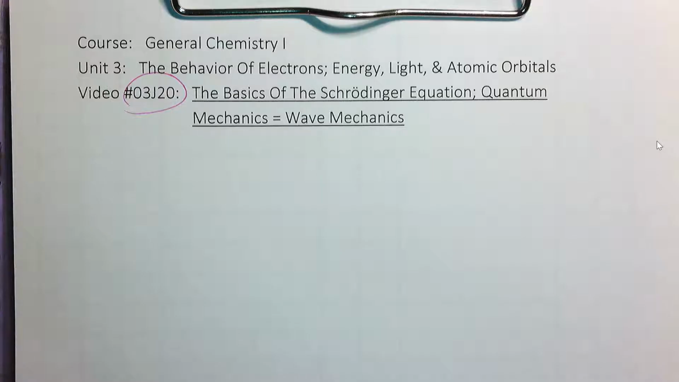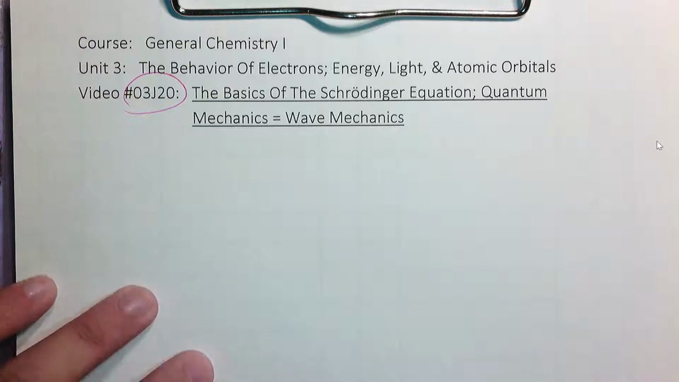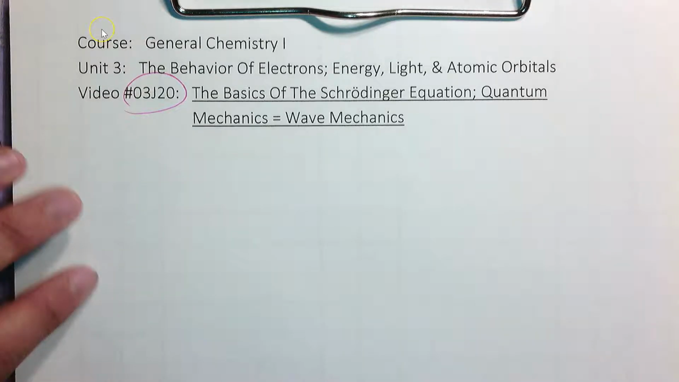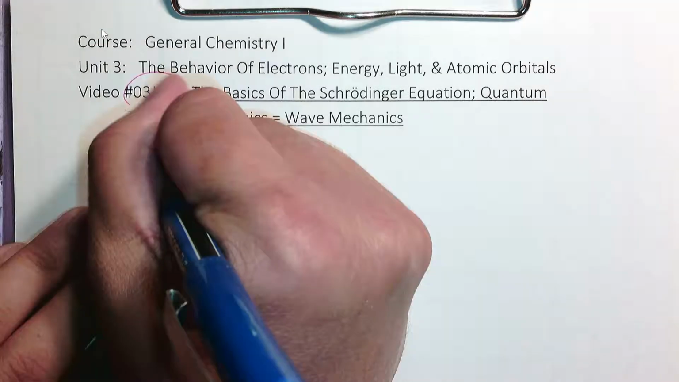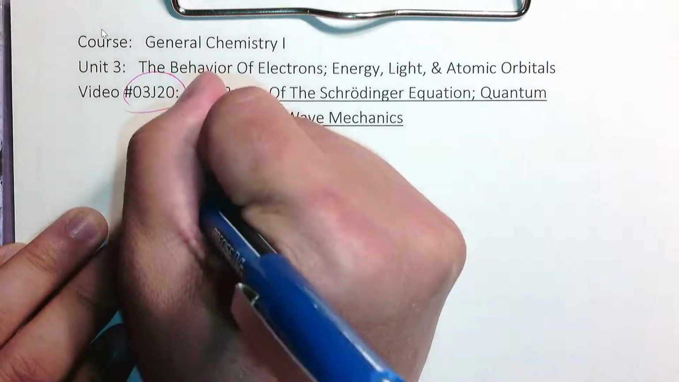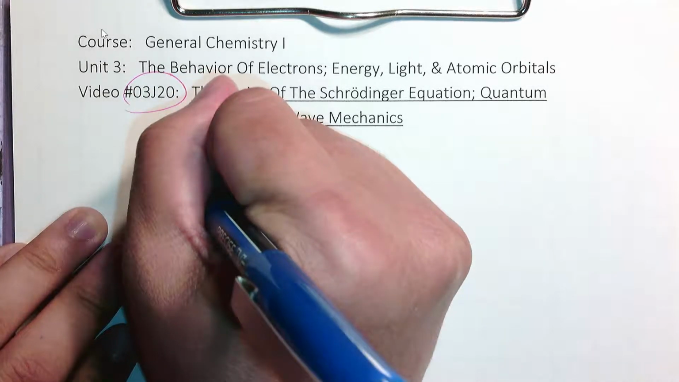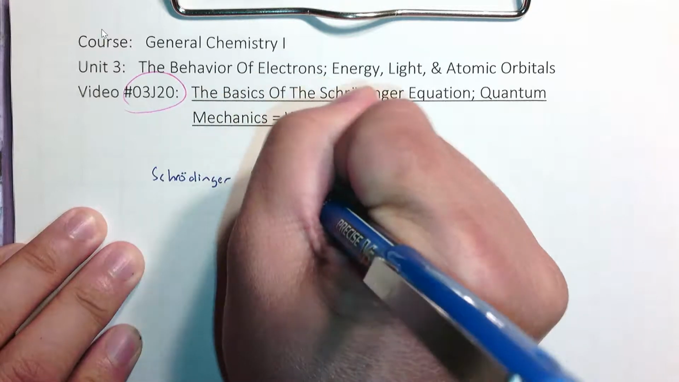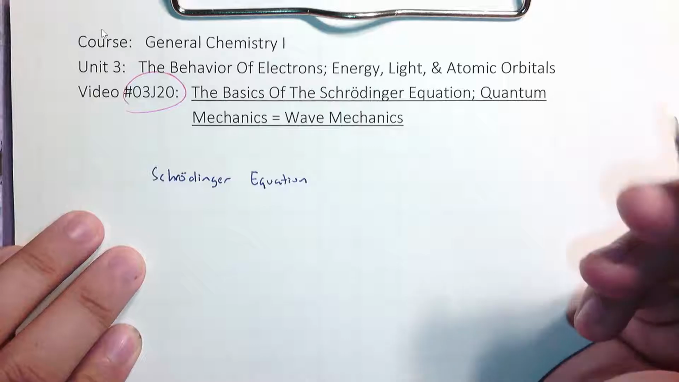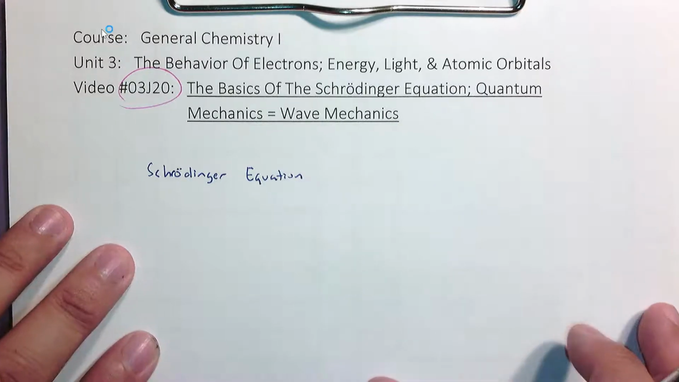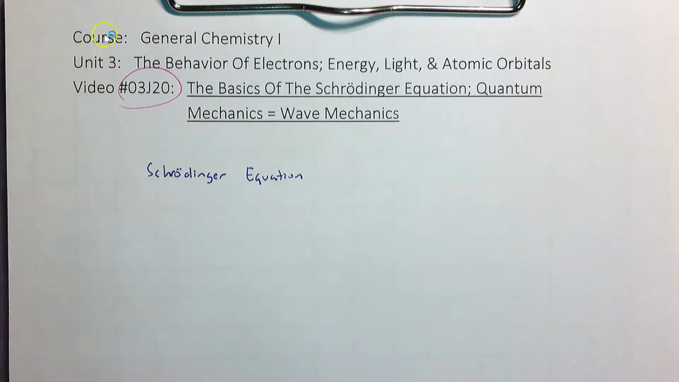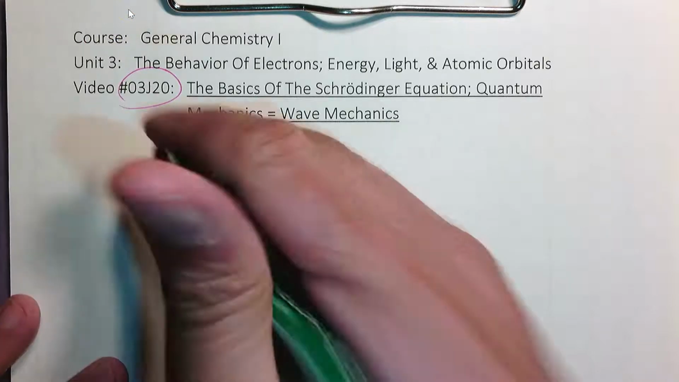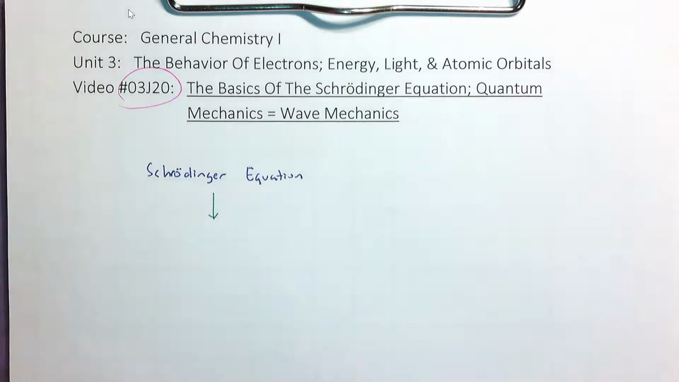Okay, how should we think about the Schrodinger equation? Let's look at an analogy. The Schrodinger equation quantifies the wave-like behavior of electrons and other subatomic particles. And it is a big part of the field of quantum mechanics.